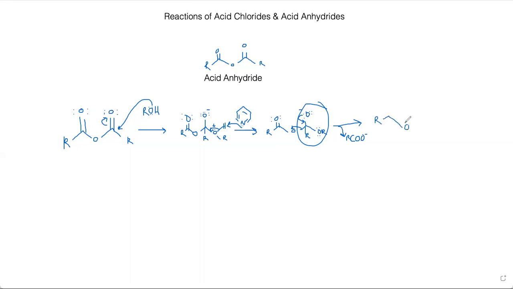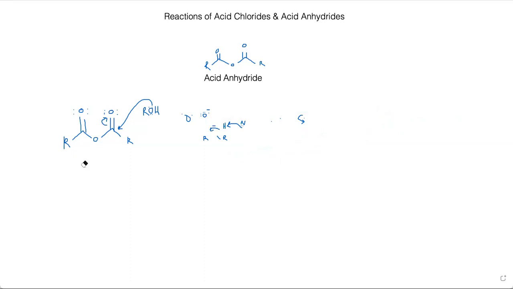So a slightly different mechanism. Essentially, instead of forming the ester, we're kind of just deleting half of the molecule and are left with an ester. So this is sometimes called acid anhydride alcoholysis, which is kind of an interesting term. Okay, so next we'll go through a reaction or a nucleophilic addition of acid anhydrides with nitrogen nucleophiles.